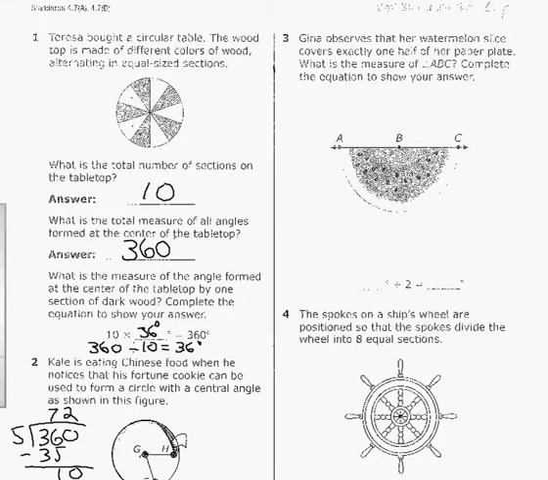Problem number 3. Gina observes that her watermelon slice covers exactly 1/2 of her paper plate. What is the measure of angle ABC? Complete the equation to show your answer. So the equation that we have right there, we know the entire table would be 360 degrees. It's a round table. And it's cut directly in half, so that's 2 equal pieces. So 360 divided by 2 is 180. So our watermelon makes 180 degrees right there. And we can see that that's a straight angle. We know a straight angle is 180 degrees.